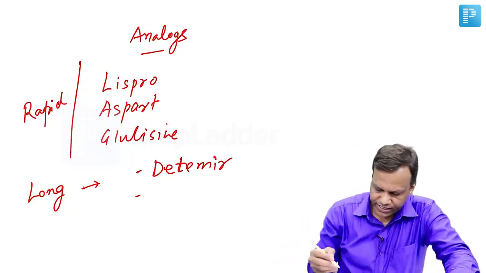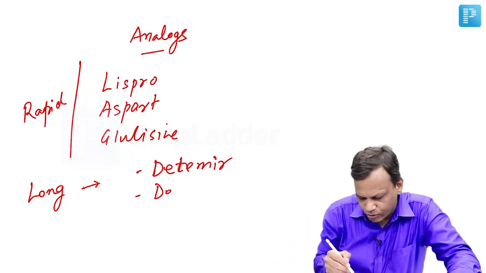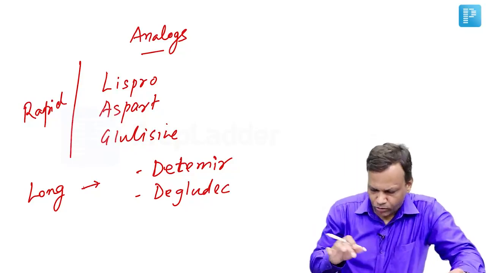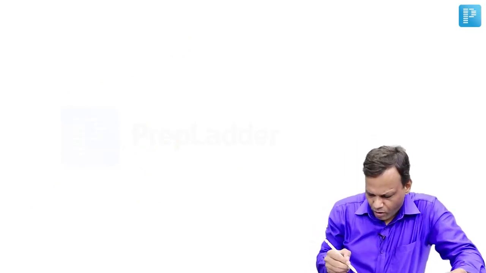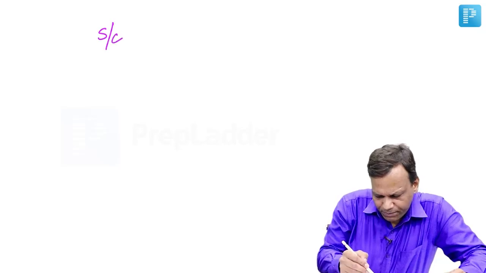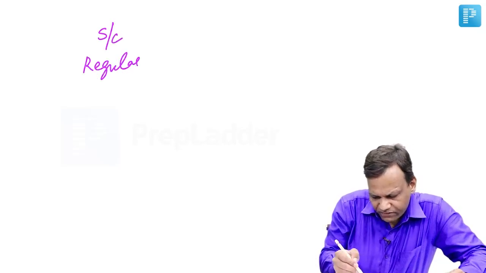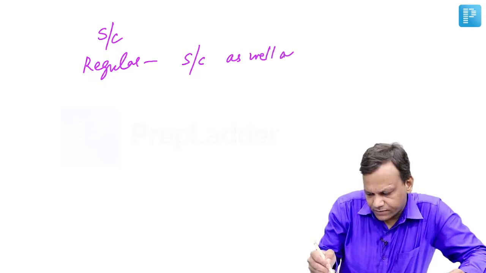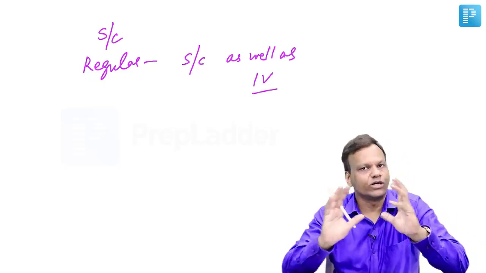We have long acting insulins like insulin detemir and insulin degludec. These are ultra long acting insulins. Now, insulins are all given by the subcutaneous route except regular insulin, which can be given subcutaneously, obviously, like all, as well as intravenously. So it is the insulin of choice in diabetic ketoacidosis.